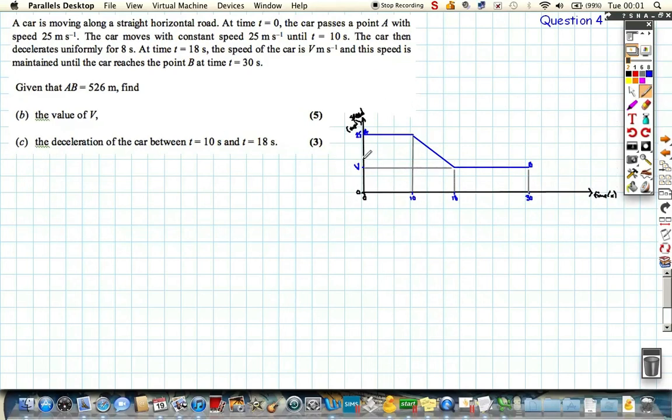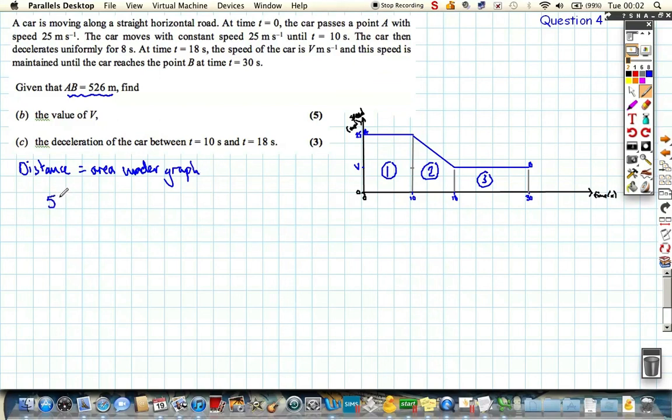So for part B, we want to find out this value of V here. If I just take off this line here and this line here, and label these three regions here, it's going to help us. We know that the total distance for the journey from A to B was 526 meters. Now I know that the distance is equal to the area under the graph. That's a very important point about speed time graphs.